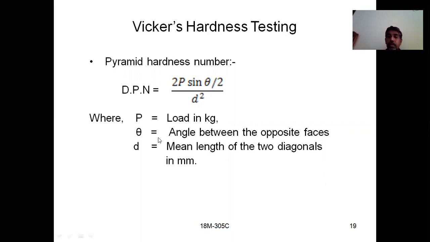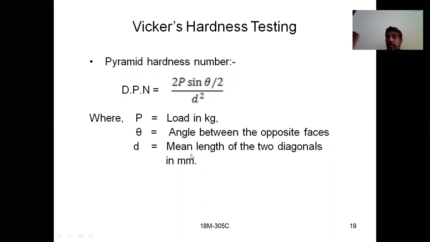Here, the angle between the opposite faces, how much? It is constant, that is 136 degrees. And D, what is D? This D is the parameter here. If everything is known here, DPN we have to find out. P is the applied force, it is a known value. And theta is the angle between the opposite faces. It is already fixed, that is 136 degrees. And the only parameter is D.